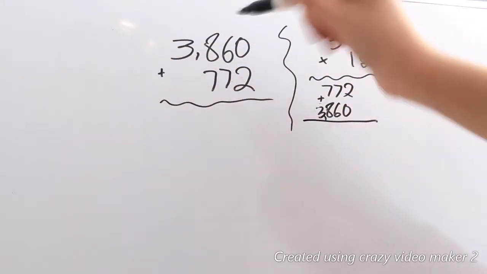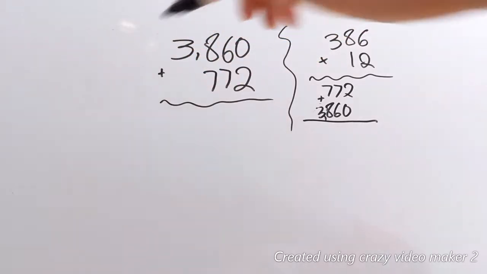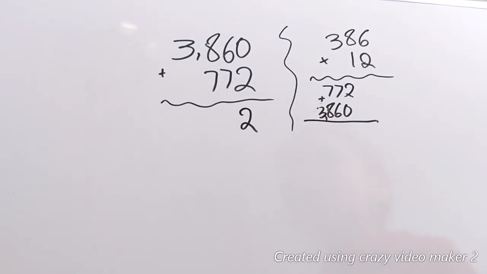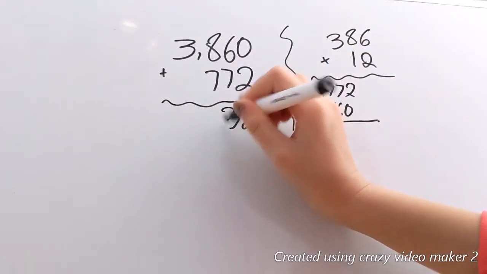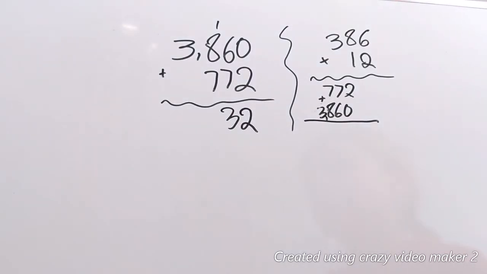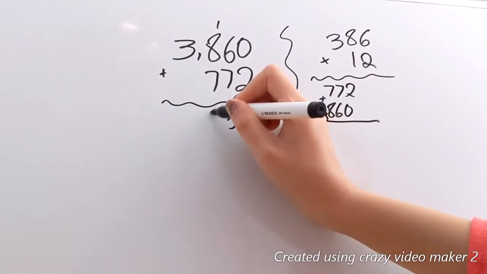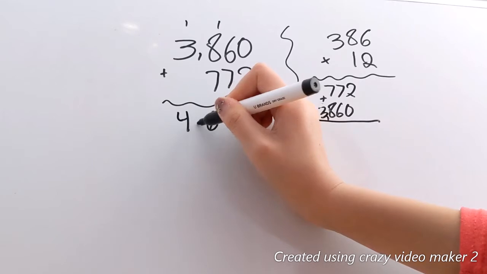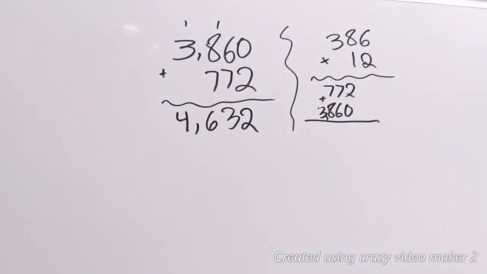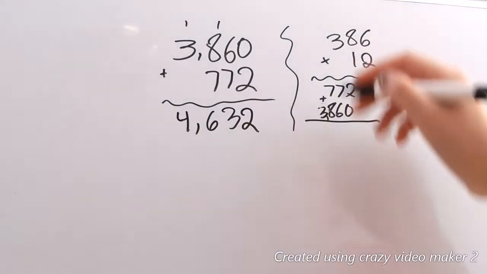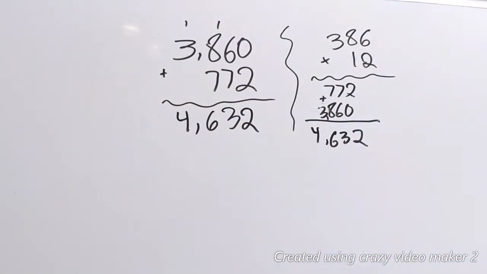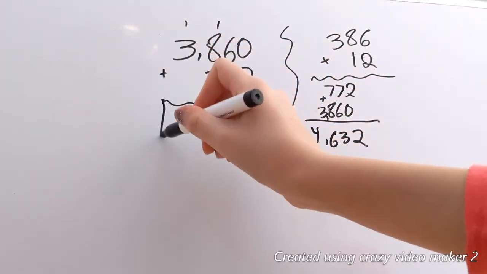And let's add up the digits on this problem over here. 0 plus 2, 2. 6 plus 7, 13. 8 plus 7, 15. Plus that 1, 16. 3 plus 1, 4. And add the comma. That would be 4,632. And right over here we just got the same answer because I just wrote it again. And that is our final answer.